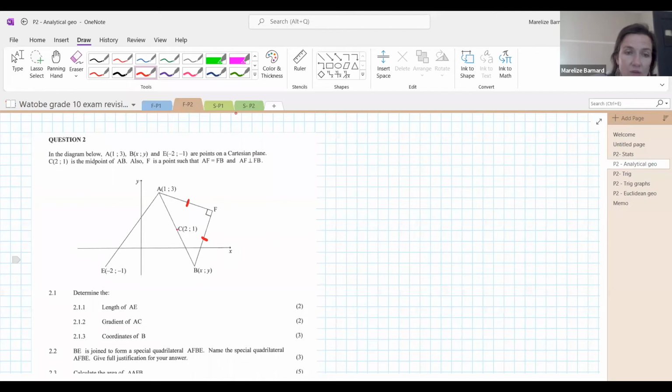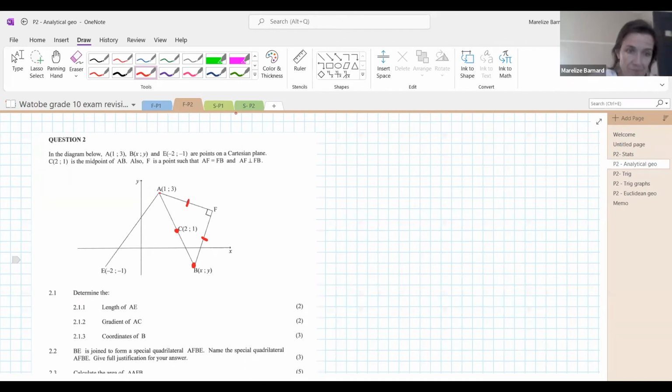Okay, and then we've got C, that is a midpoint. So already you can start thinking that if I have A and I have C, which is a midpoint, then B can easily be calculated. Because if I have the midpoint and I'm looking for the coordinates of another point, then I can use the midpoint formula to do that. And I suspect one of the questions is going to be that, but I don't know.